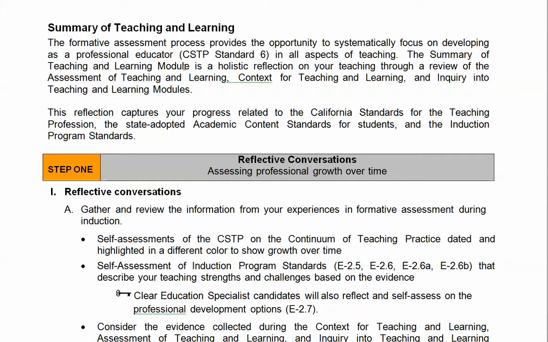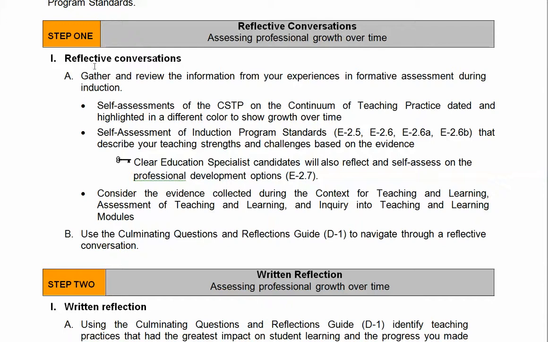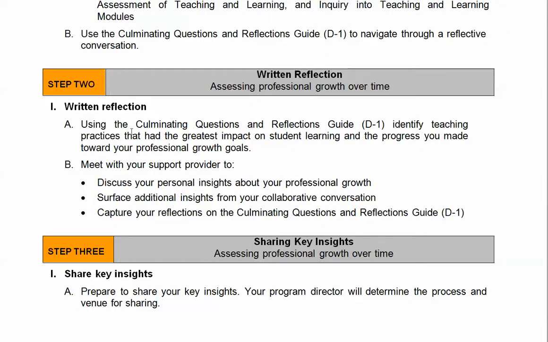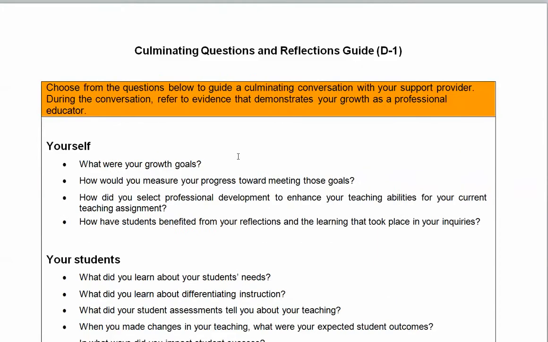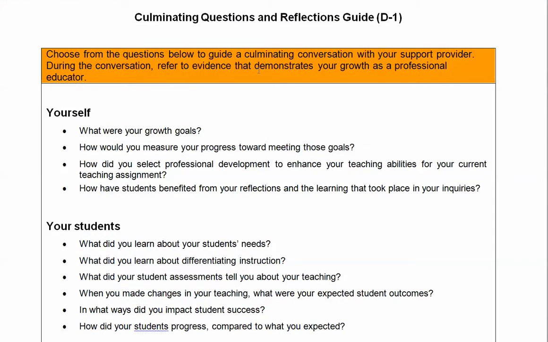You can feel free to read through these. So you're going to have that reflective conversation with your support provider, and then you're actually going to write down what you are reflecting on, and then finally you're going to share your insights in your portfolio. So it says determine the process and venue for sharing. That's your portfolio presentation.